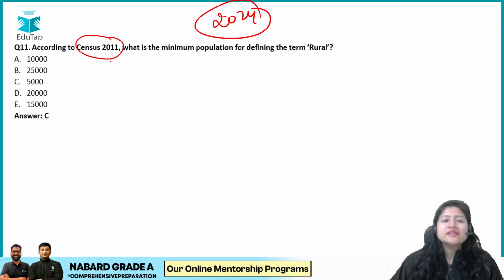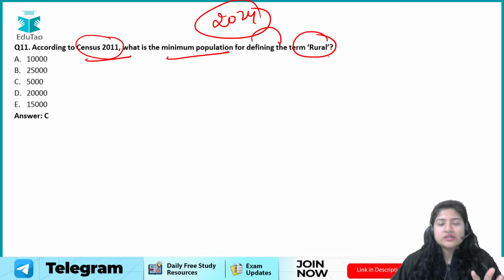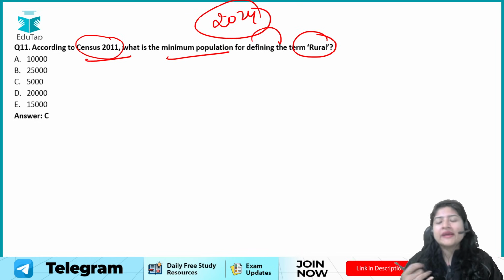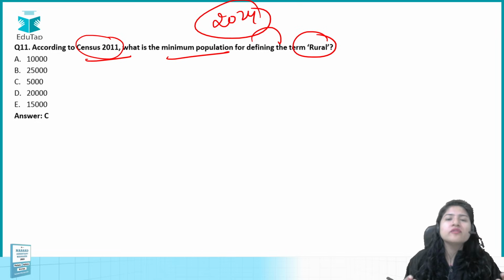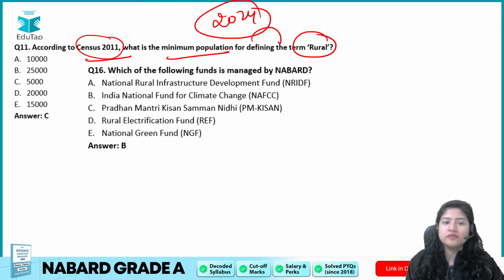ठीक है, so it says according to census 2011 what is the minimum population of the term defining rural. ठीक है, तो again what was it? So this is related to census, this is related to a report. What we have to observe is that a very straightforward one-liner question has been asked, right? Not any twisted format, not any analytical way or something, just straightforward. I do understand that a data-specific question is asked, but it is quite straightforward.